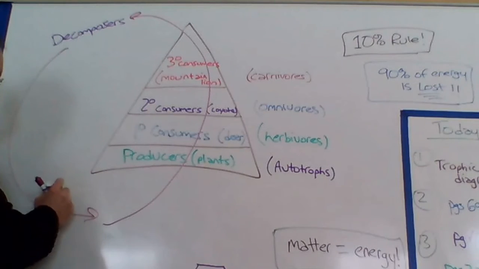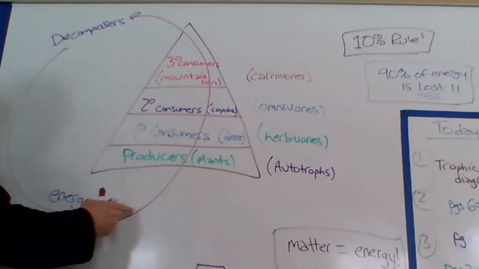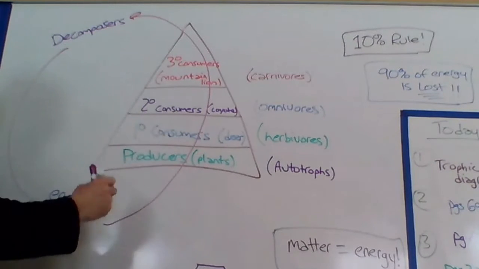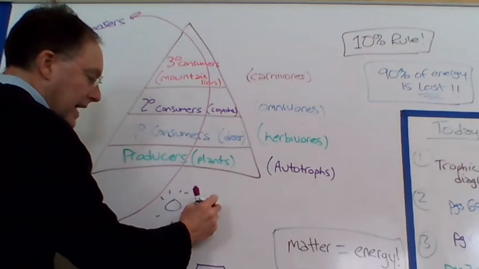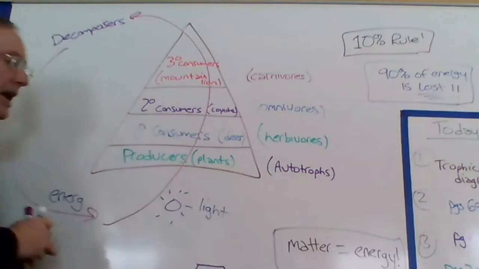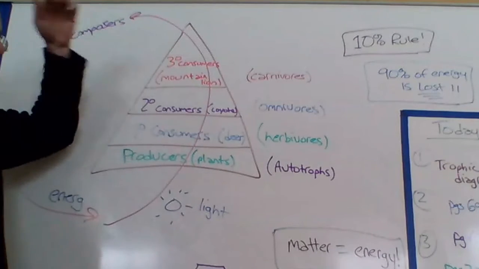This is energy. Energy flows through these diagrams. And it first begins, I'm drawing a sun down here, it first begins as light energy from the sun. And it flows in this direction.